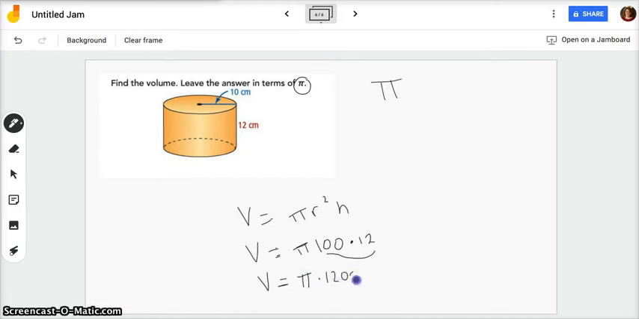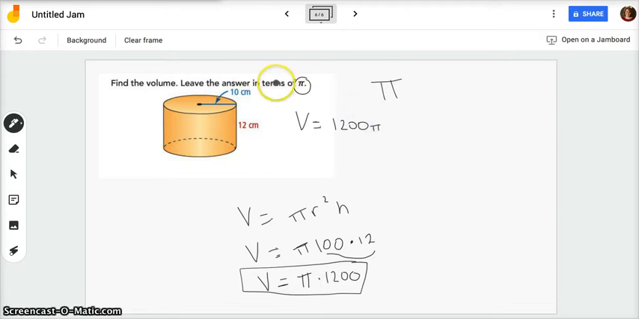And is there anything else we can simplify if they don't want us to touch pi? Hopefully you said no. So our answer is volume equals, you can say pi times 1200, or you can say 1200 pi.